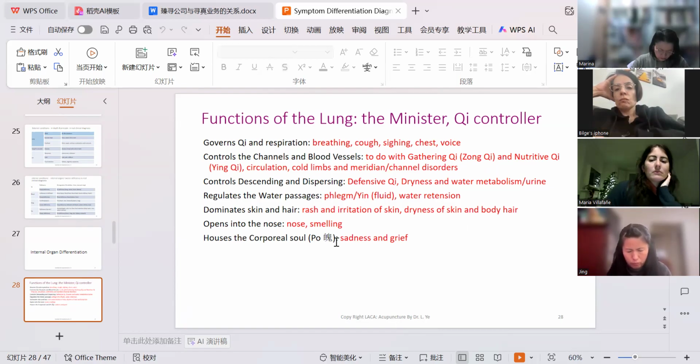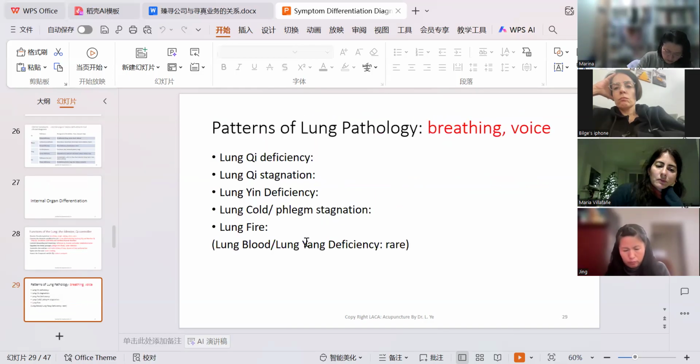And lung houses the corporeal soul, the po. Sadness and grief can also be affected. So the keywords are breathing, defensive qi, phlegm, skin, nose, and the emotions of sadness and grief. This is also quite important if you come to those short questions in the exams. So this just gives you a little review of the knowledge points.